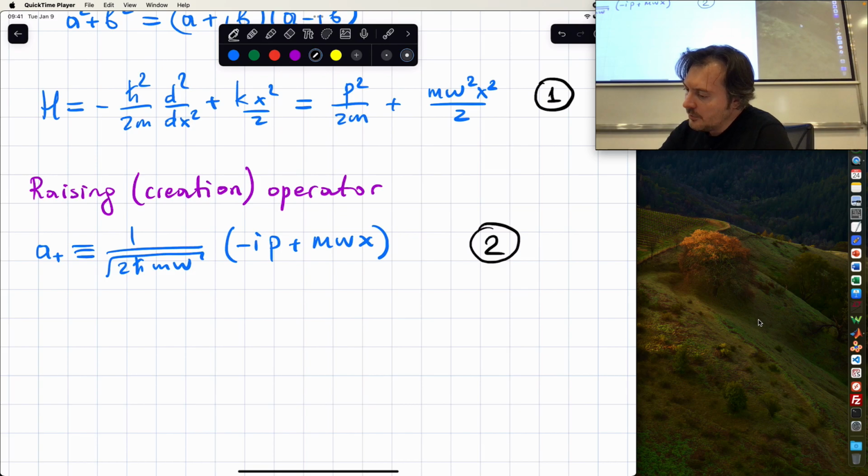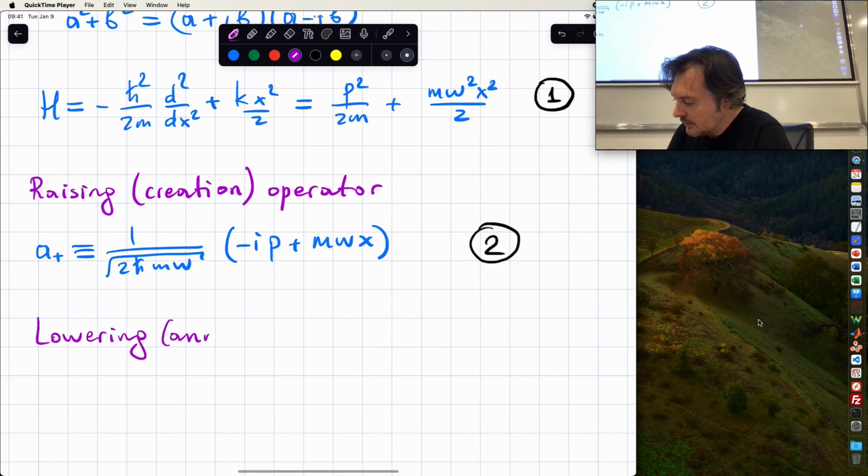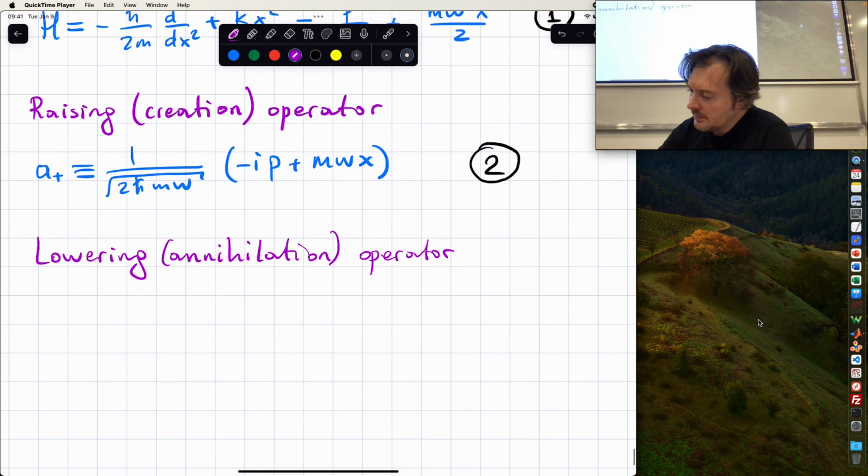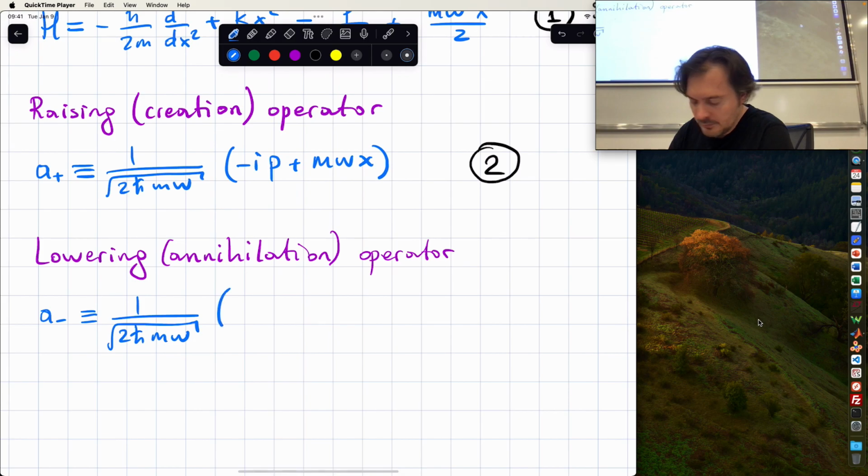We also have a lowering operator, or annihilation operator. And this one is defined as A minus. Same story, with a plus ip. Okay?